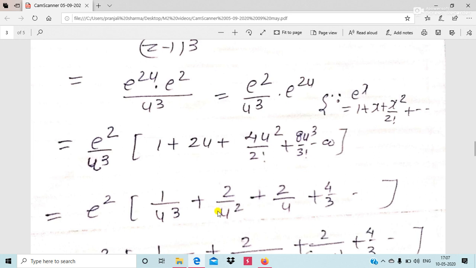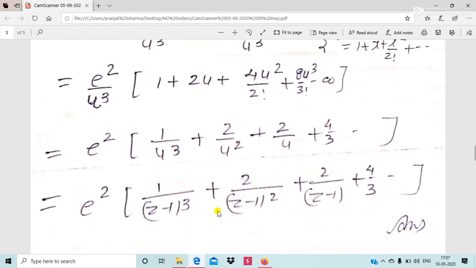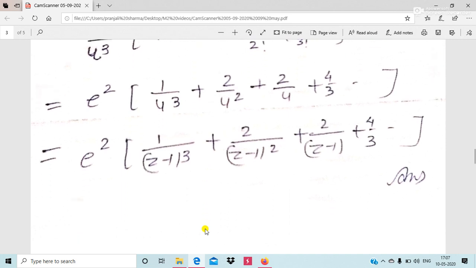And since we know that u is equal to z minus 1, in place of u we can put z minus 1. So finally the series will be e square into 1 upon z minus 1 whole cube plus 2 upon z minus 1 square plus 2 upon z minus 1 plus 4 by 3 and so on up to infinity. Since this series has some negative powers of z minus 1, it's a Laurent series.